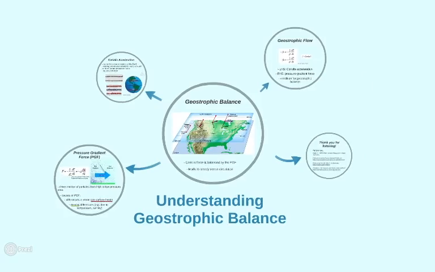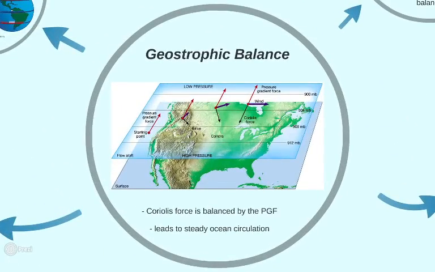We're going to start by defining what geostrophic balance is. Geostrophic balance is a balance of forces where the Coriolis force is balanced by the pressure gradient force. And in this presentation we're going to talk about what those two things are.